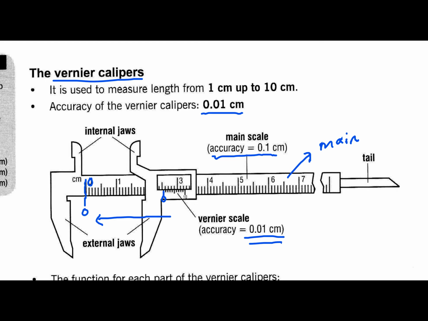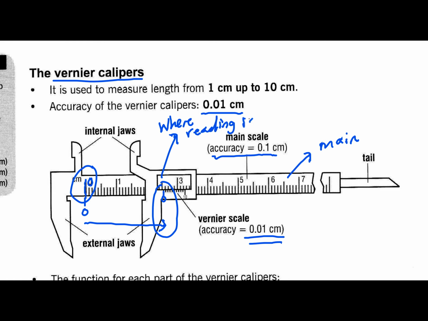To take a measurement, we will have to open up the vernier caliper, the jaws, and when the jaws stop moving, that is the measurement. In other words, the measurement is between the main zero and the vernier zero. So the vernier zero tells you where the reading is. This is very important. The vernier zero tells you where the reading is.